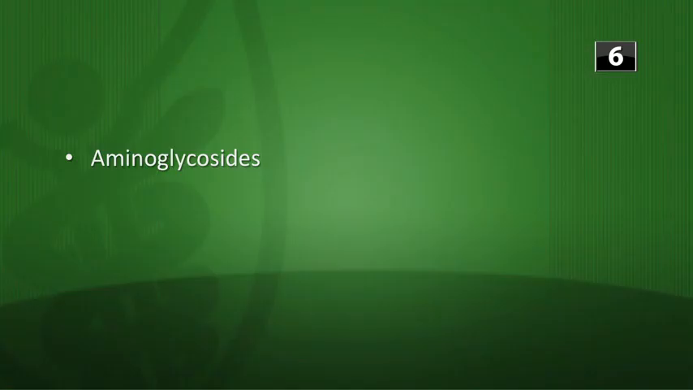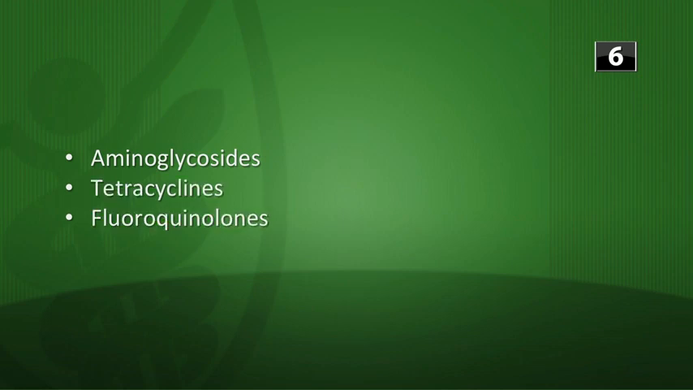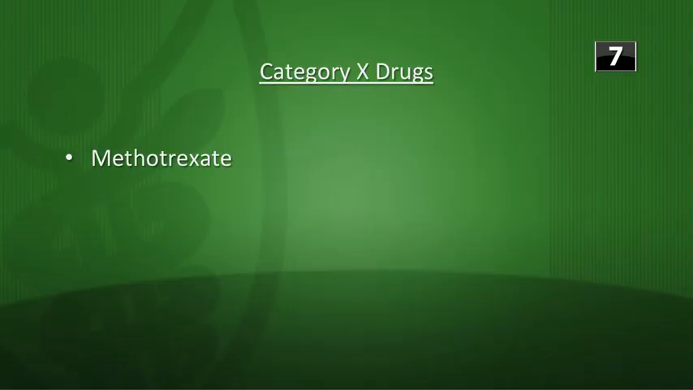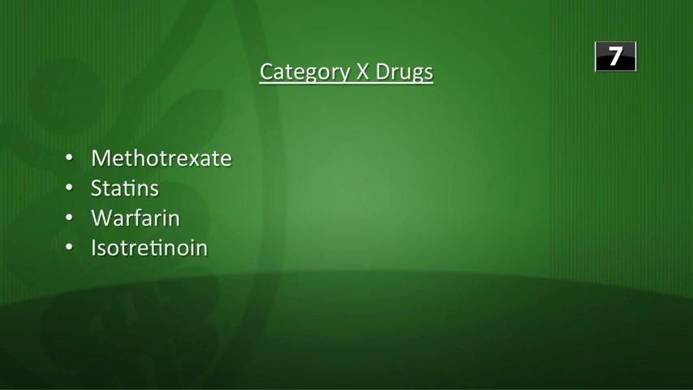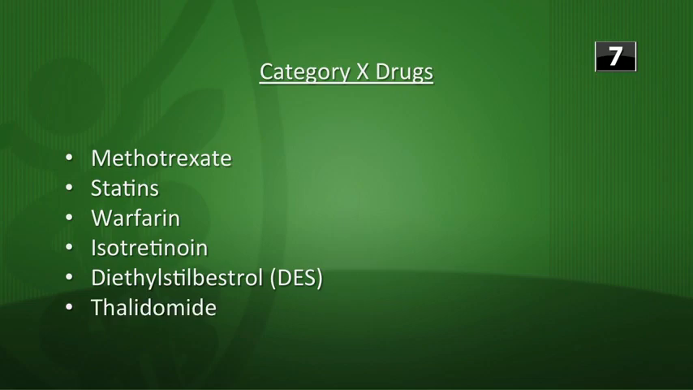You have aminoglycosides, tetracyclines, which we said cause discolored teeth, and then fluoroquinolones, which can potentially cause cartilage abnormalities. Next, which drugs have such high potential for teratogenicity that they're classified as pregnancy category X? We said methotrexate, statin drugs like simvastatin and atorvastatin, warfarin, isotretinoin, DES, and thalidomide.